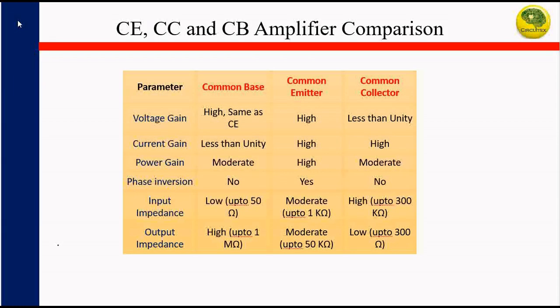Discussing the common emitter, common collector and common base amplifier, let us compare the properties of these three configurations. So moving on to the first property, that is voltage gain. Voltage gain is high both in the common emitter as well as the common base configuration, whereas it is less than 1 in case of common collector. On the other hand, the current gain is less than 1 in case of common base, whereas it is high both in the common emitter as well as the common collector.